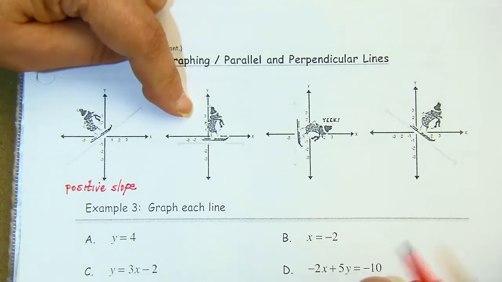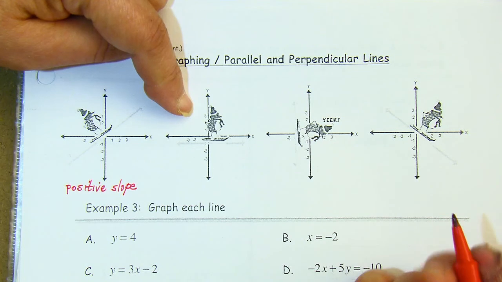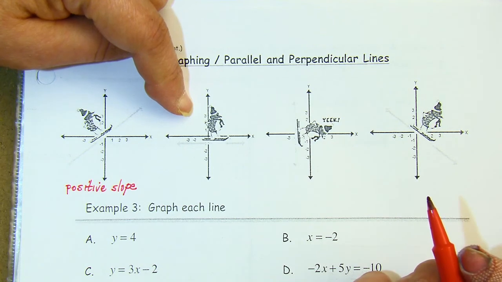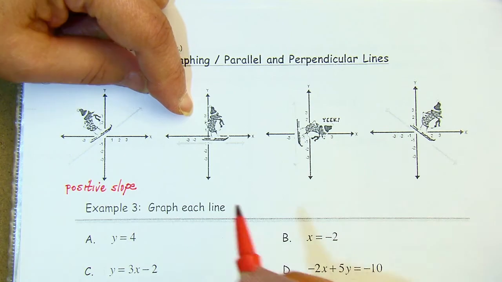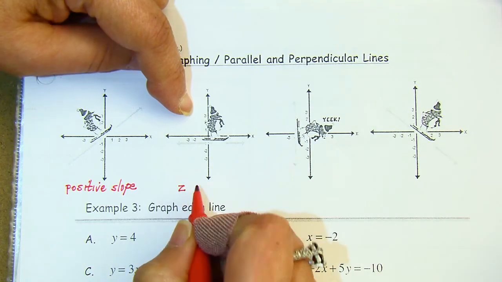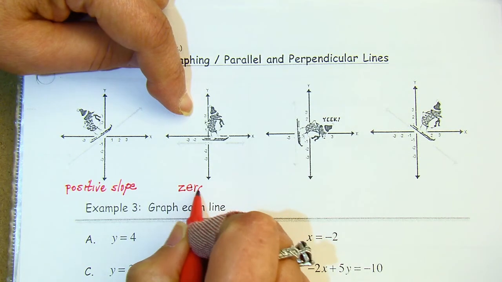This one here has absolutely no slope. And if you recall from the last video, we did talk about the value for none is 0. This is my horizontal line. This is my 0 slope.